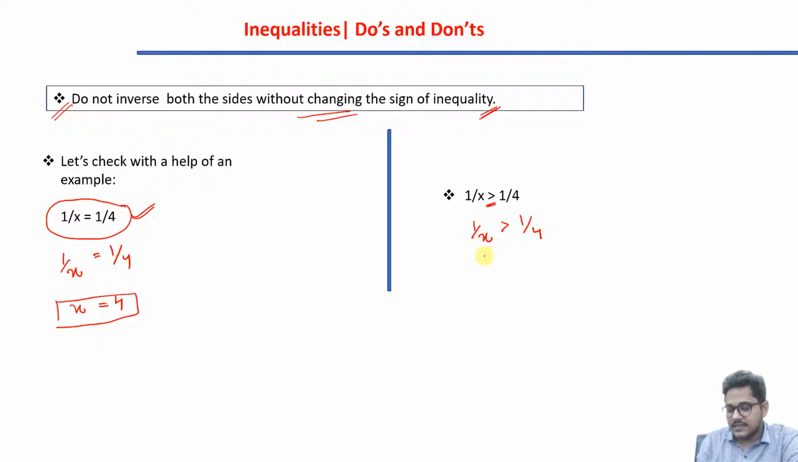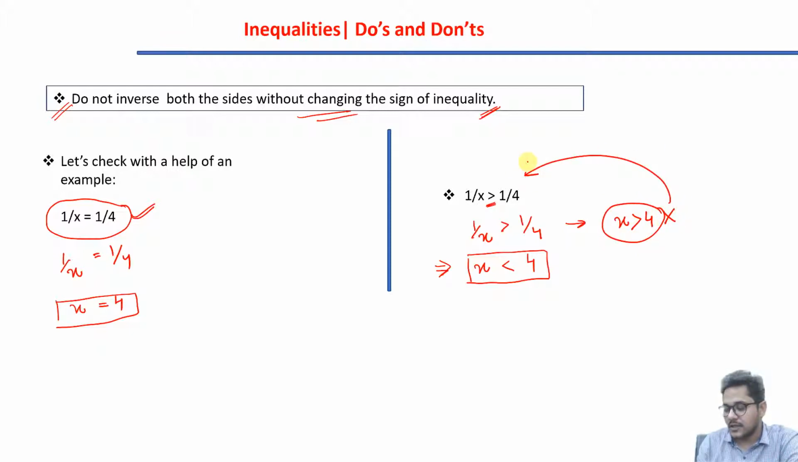So let's invert both the sides. If we invert both the sides, it would be x. Now on inverting, the sign of inequality changes. So this is greater than, this would be less than, and again we have to invert 1 by 4, and this is x is less than 4. If we do not change the sign of inequality, it would be x greater than 4, and this is wrong. If you plug in, let's suppose x equals 5, it would be 1 by 5 greater than 1 by 4, and this is wrong.